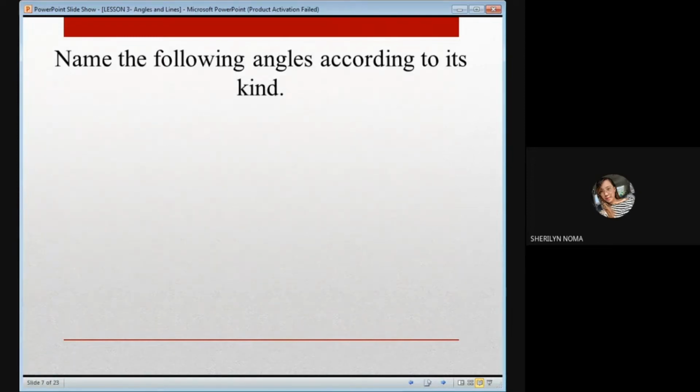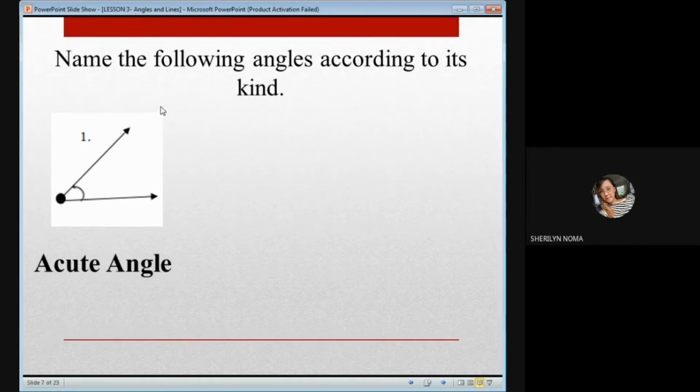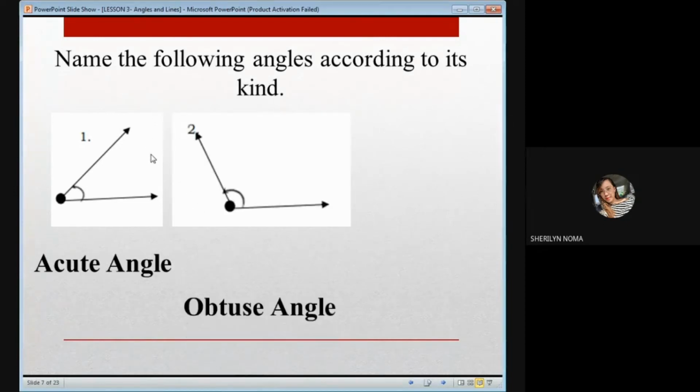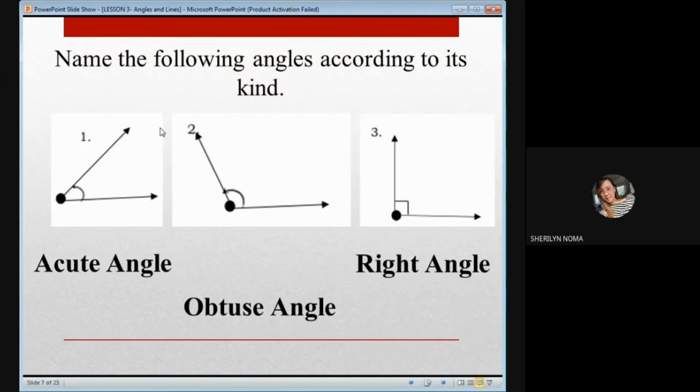Name the following angles according to their kind. Number 1, acute angle, right angle, or obtuse angle? This is an acute angle. Number 2, this is obtuse angle. Number 3, this is right.